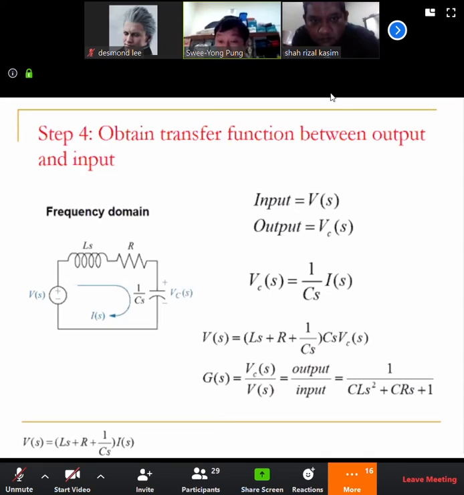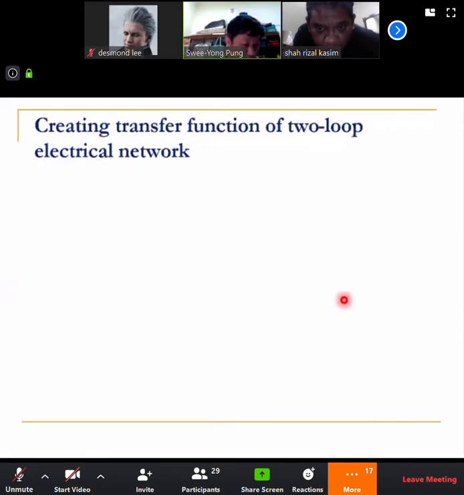Is there any questions? No. Okay. No question, right? Can follow. Right, good. Then we will start to look at the multiple loop.